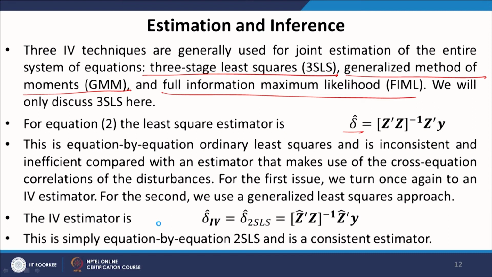So, the IV estimator is denoted by delta IV. First we had delta hat, then we have delta hat IV, which is actually the 2SLS estimator in this context, and this is z hat prime z inverse z hat prime y. This is simply equation by equation 2SLS and it is a consistent estimator.